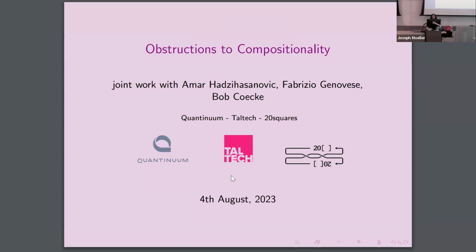Fine. Thank you to the organizers and to everyone being here. Today we're going to talk about obstructions to compositionality. This is a joint work with Emma, Fabrizio, and Bob. And basically, we developed a sort of machinery that detects where and how compositionality fails.